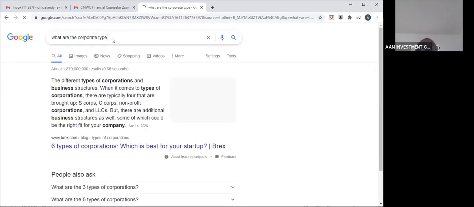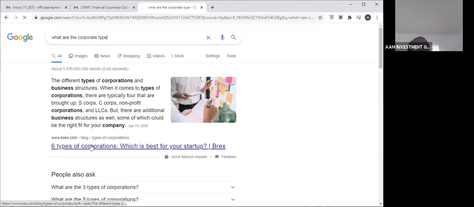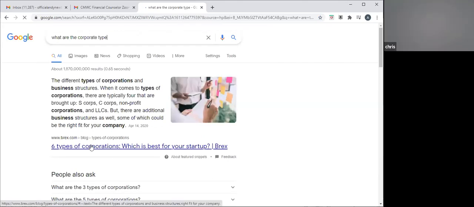Okay, so tell me when you see the answer right here. The different types of corporations. Yes. Okay. All right. So now I'm going to go into that because this is the most important thing that you need to know when forming a corporation. This is the backbone of everything you do after that. So I'm going to open this up.